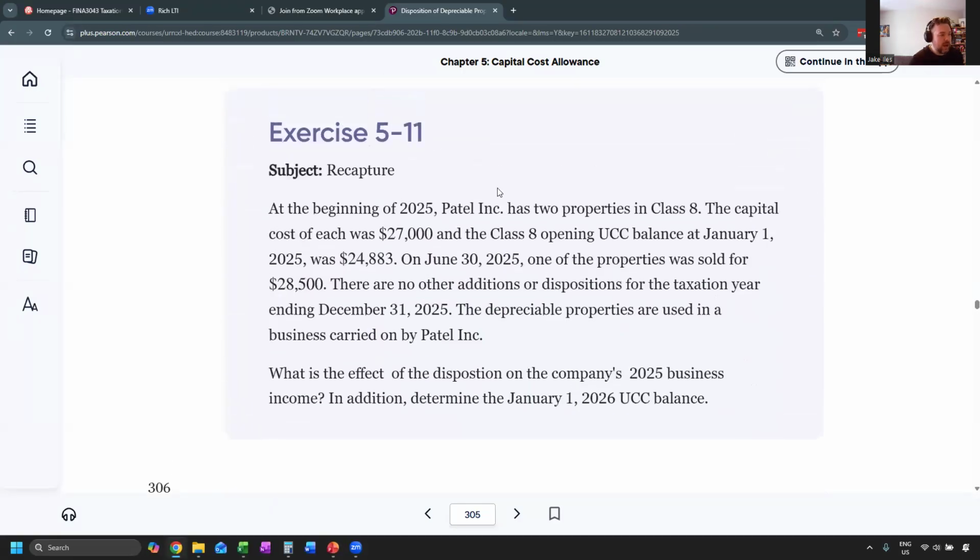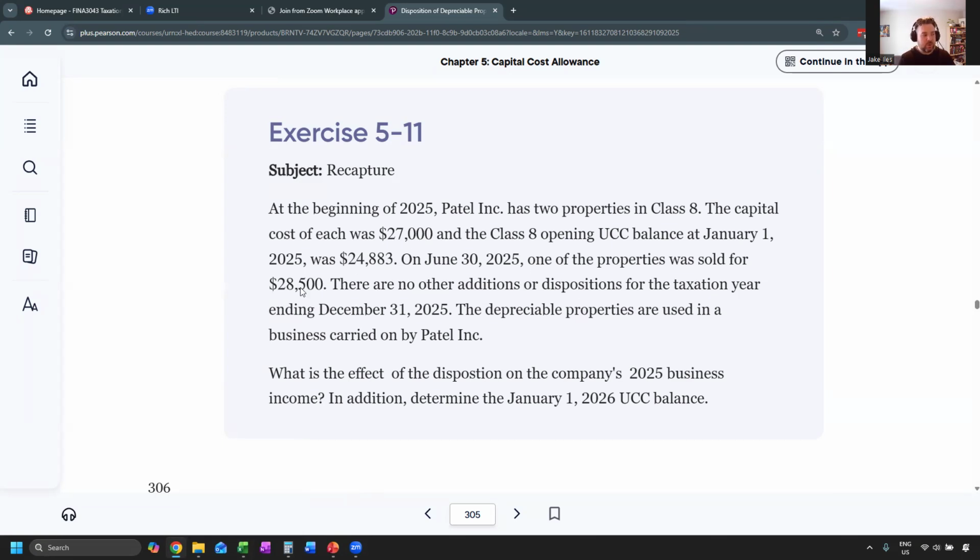5-11. In the beginning of 2025, Patel Inc. has two properties in Class 8. The capital cost of each was $27,000, and the Class 8 opening UCC on January 1st was $24,883. On June 30th, one of the properties was sold for $28,500. No other additions or dispositions. The depreciable property are used in business carried on by Patel. What's the effect? The original cost was $27,000.